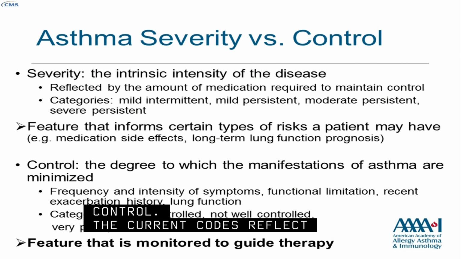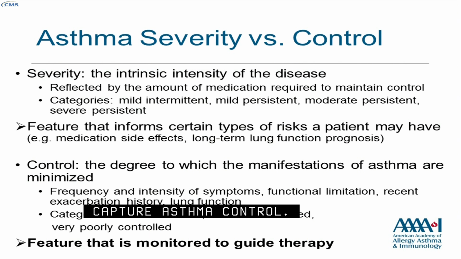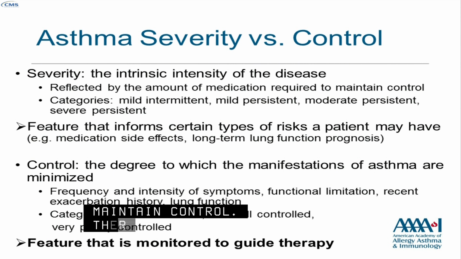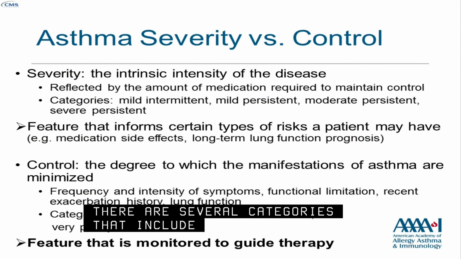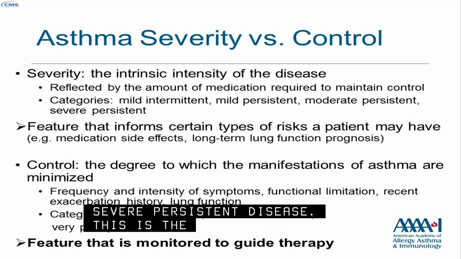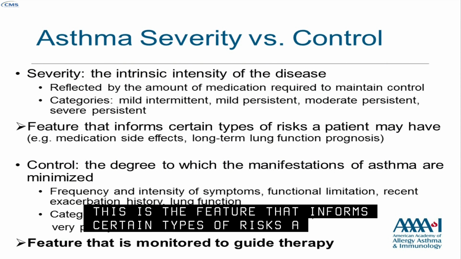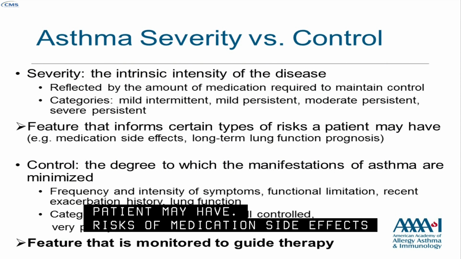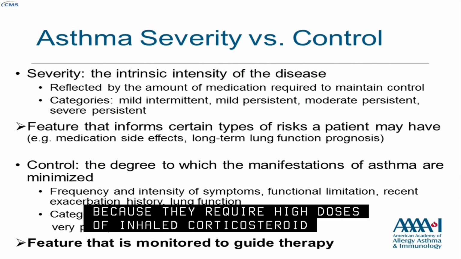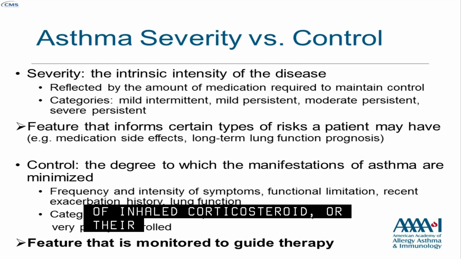Severity is the intrinsic intensity of the disease. It's often reflected by the amount of medication required to maintain control. There are several categories that include mild, moderate, and severe persistent disease. This is a feature that informs certain types of risks a patient may have: risks of medication side effects because they're requiring, for example, high doses of inhaled corticosteroids, or their risk of having long-term sequelae of their asthma, such as progressive lung function decline.